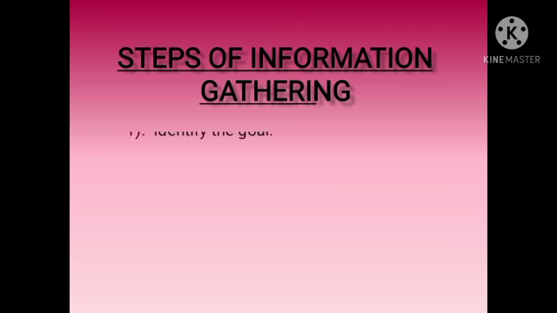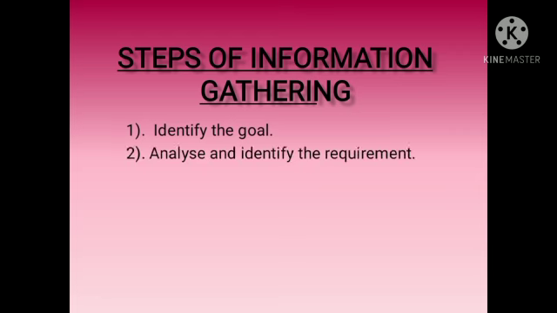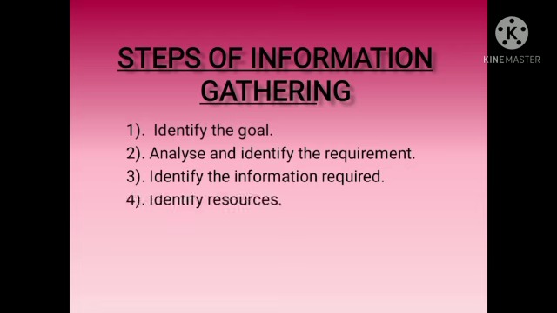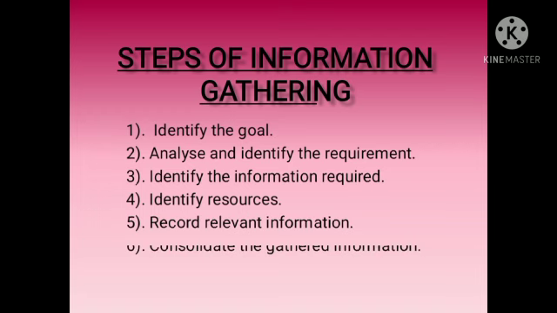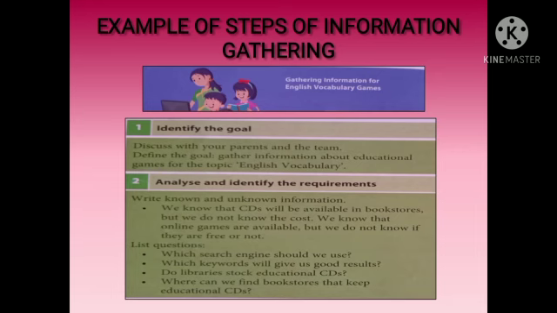The first is you should know of what or which topic you want to gather the information. That is your goal. Then analyze and identify the requirements. Third, identify the information required. Fourth, identify the resources. The resources means the source from where you have got the information. Next, record the relevant information. Then at last consolidate the gathered information. That means to combine all the information properly.